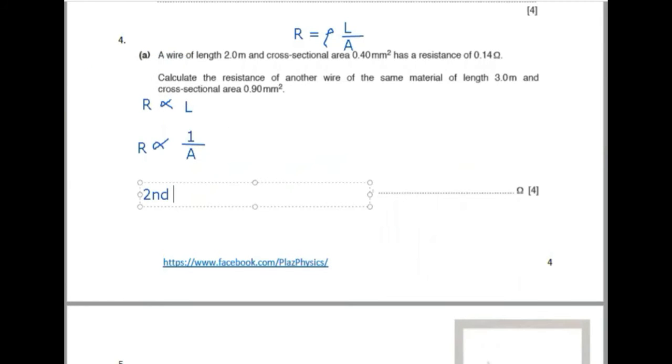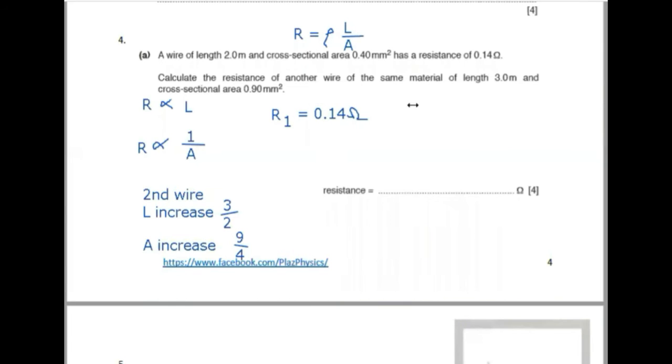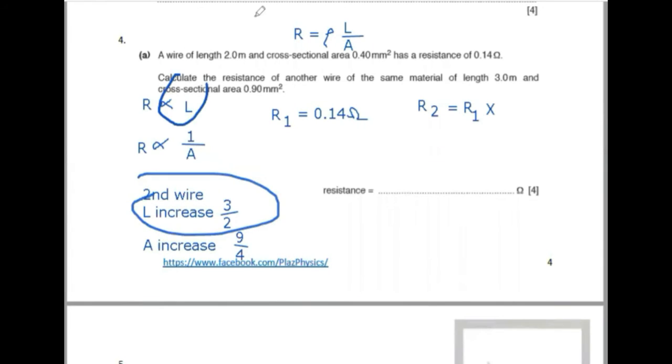Okay, second wire. Length increases. How much? 3 over 2. Then area increases 9 over 4. So the first wire itself is 0.14. So now we calculate the second wire related to the first wire. Multiply the length. You see the length increases by this portion, so your resistance also increases by this portion.